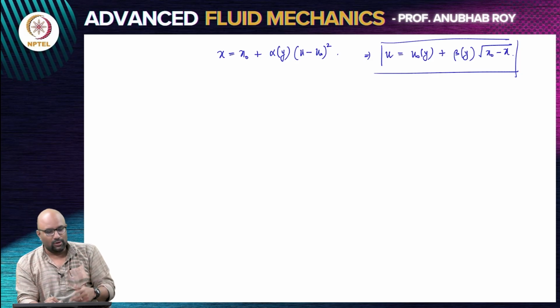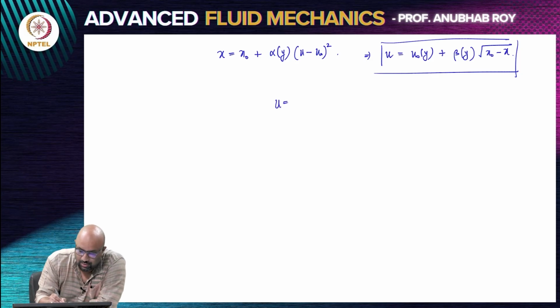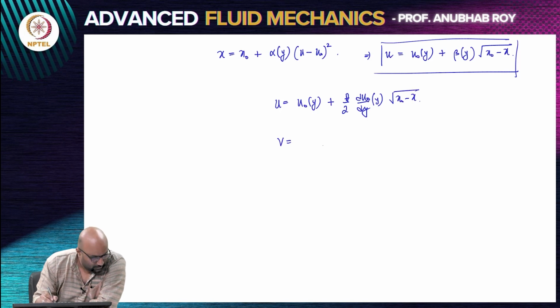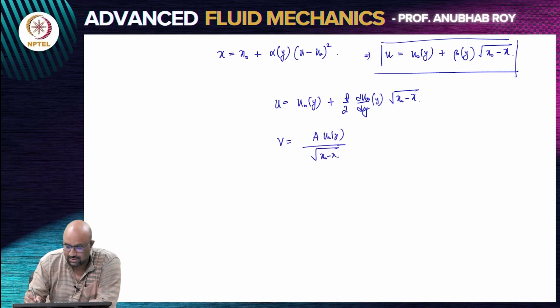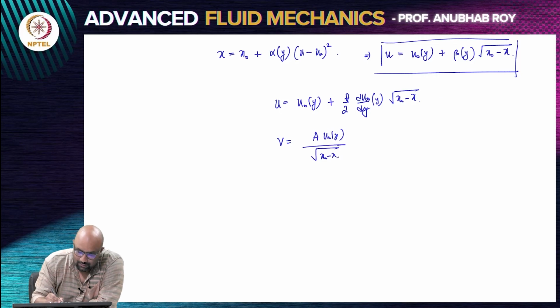Now, you can substitute this into Prandtl's equation. Once you substitute this into the governing equation, you will find that this turns out to be a numerical constant by 2 du naught dy. So, du naught dy is the value at x naught, which is also a function of y, square root x naught minus x, and the vertical velocity is going to be u naught of y square root x naught minus x. This is the leading order version of these equations.